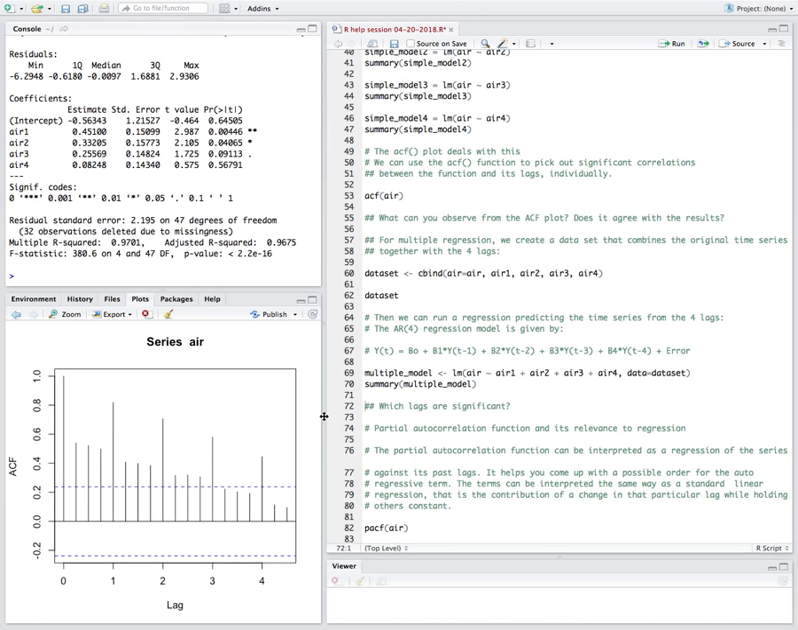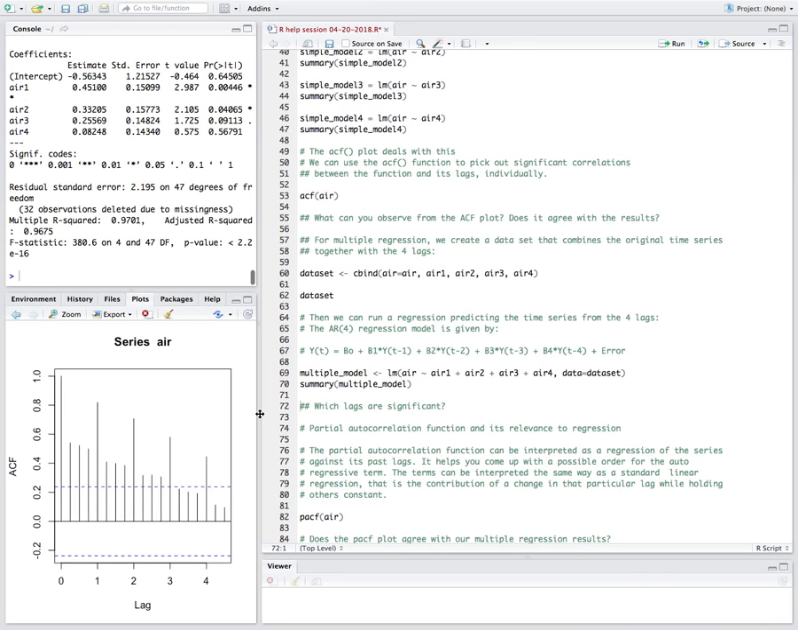I've included a brief introduction of what the PACF function is and how it is relevant to regression. The partial autocorrelation function can be interpreted as a regression of the series against its lags. It helps you come up with a possible order for the autoregressive term. The terms can be interpreted in the same way as a standard multiple linear regression, that is, the contribution of a change in that particular lag while holding all others constant. So the PACF is very similar to the multiple regression that you run.